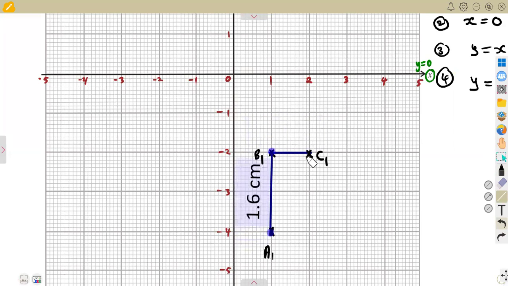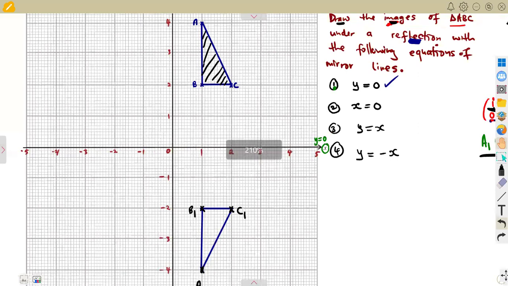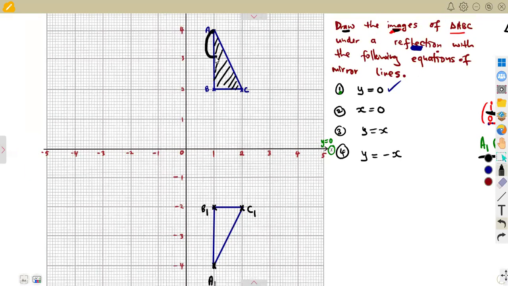So if you were to use that method of the graph, you are moving the distance from the object to the image. Remember, I talked about that. You count 1, 2, 3, 4 to the image, and we are at exactly A1. B1, 1, 2 to the mirror line. C1, 1, 2, we are at the mirror line.